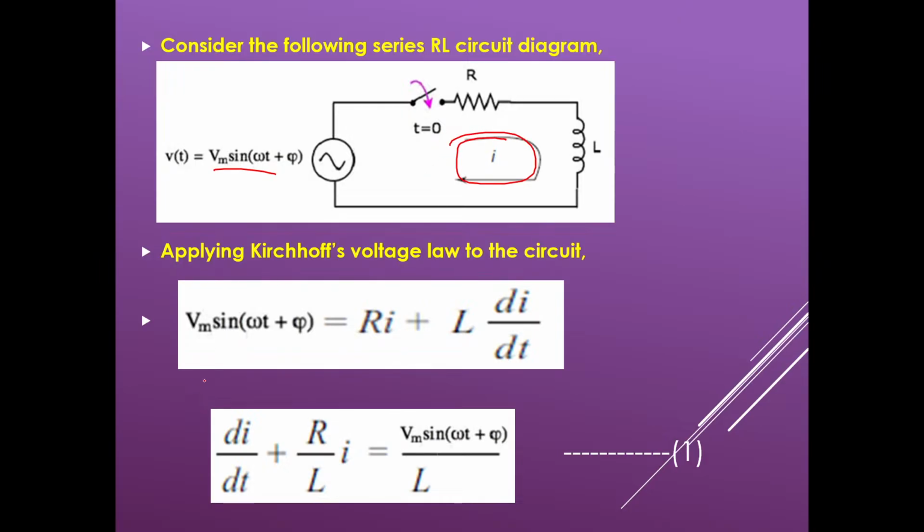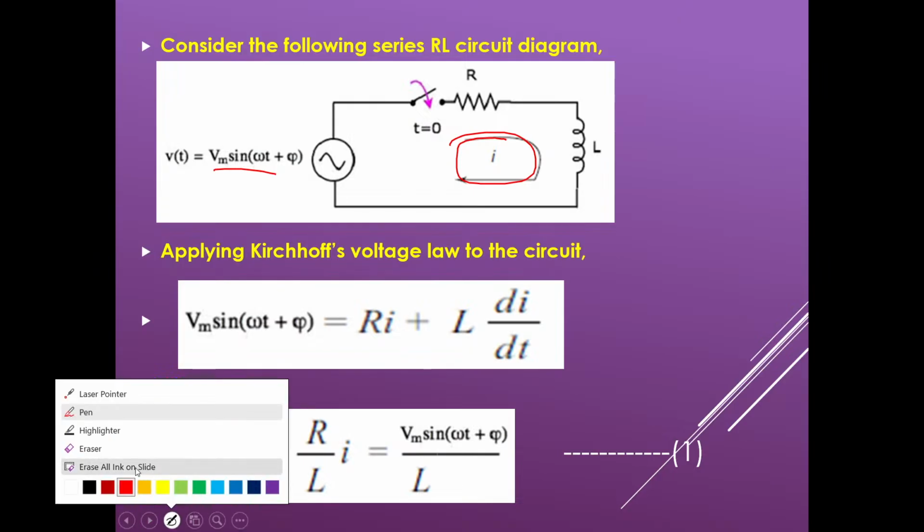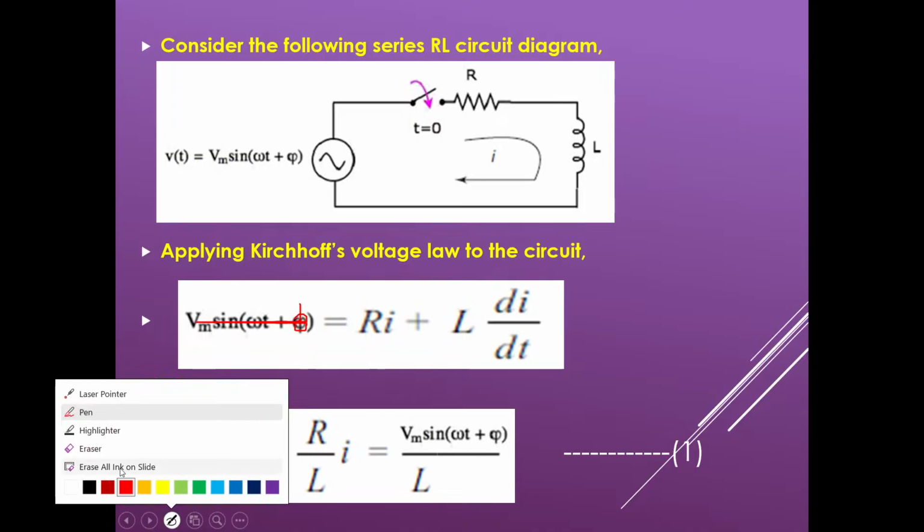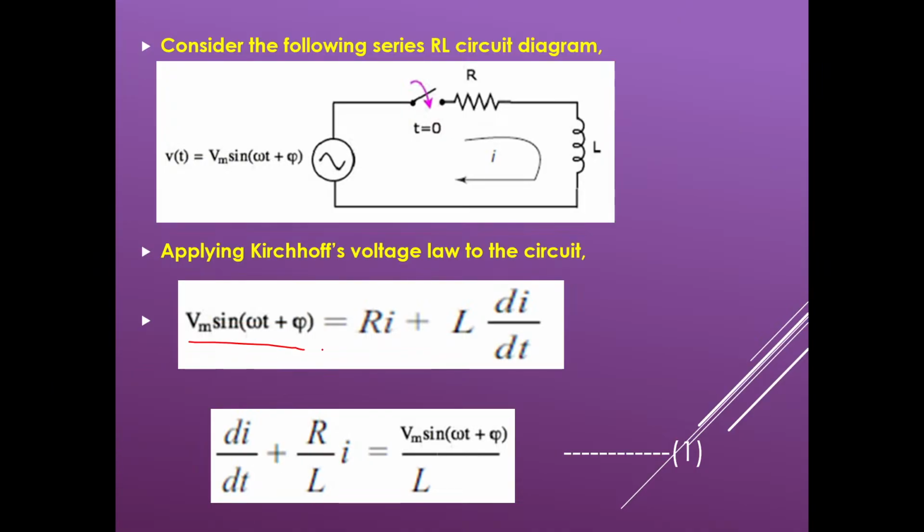I is our response. Let us apply Kirchhoff's voltage law to the given circuit. Applying the algebraic sum of all voltages, only one voltage source is there: Vm sin(omega t plus phi). So Vm sin(omega t plus phi) is equal to R into I plus L into di by dt. This is the KVL equation for this circuit.